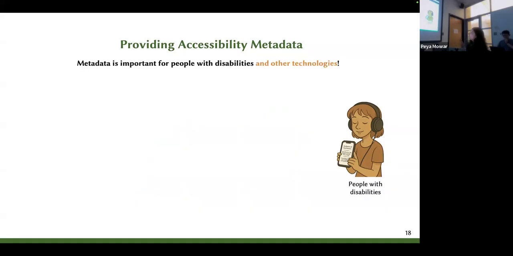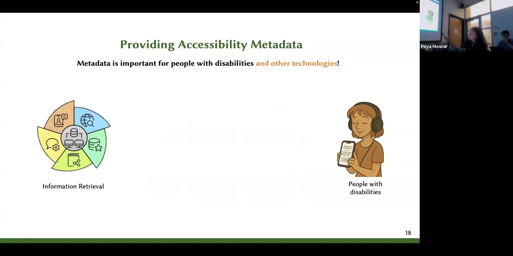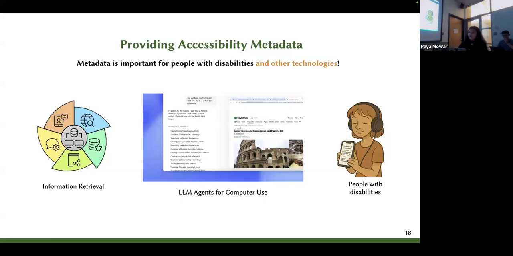And this metadata is not only important for assistive technologies, but it also powers other important technologies, such as information retrieval technologies, or nowadays LLM agents for computer use also often rely on this metadata.